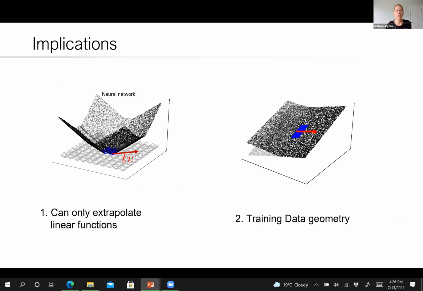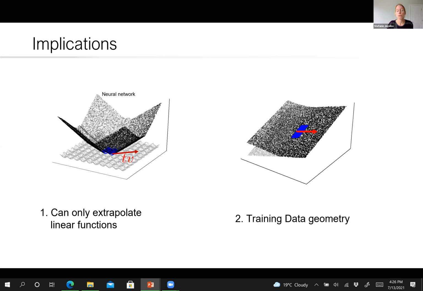But I wanted to go back and see what this actually means for my graph neural networks. First, we can only extrapolate linear functions, essentially directionally linear functions, in each of my modules. And the second thing is we have some conditions on the training data geometry to find the right linear function, even if I want a linear function.